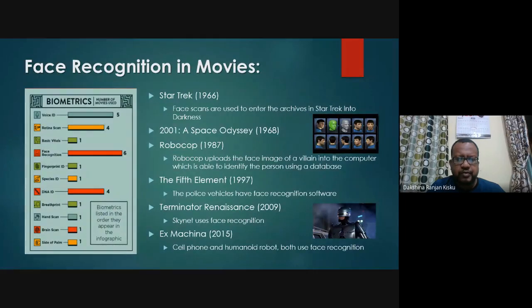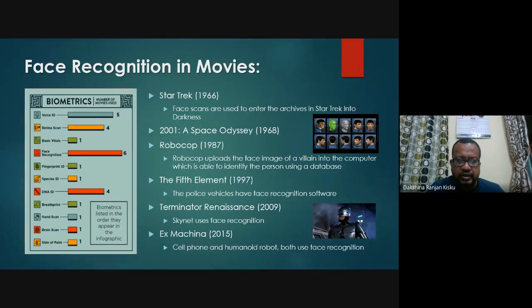The face recognition concept was used in many movies. Here you can see that the first movie was Star Trek in 1966, which used the face recognition concept, where face scans were used to enter the archives in Star Trek Into Darkness. So these are some movies where the face recognition concept was used.